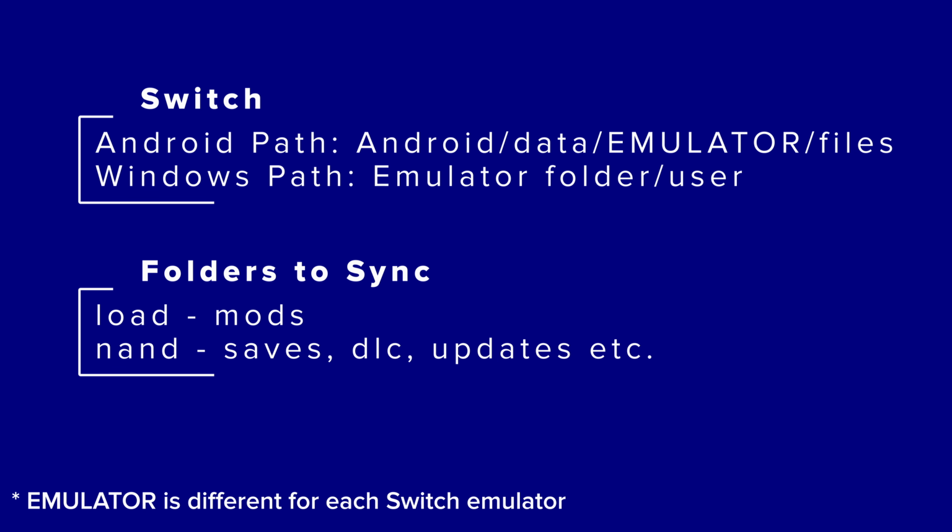Now on PC, again, it depends on whatever emulator you're using, but for me, it is just the user folder, and that has the load and NAND folders that I sync. Since I combine all of my Switch games to include DLC and updates into the one file, I don't have much size-wise in these folders. I don't really have any updates or DLC installed. But if you have been installing your DLC and updates, they'd be quite large, and you can still sync them though.